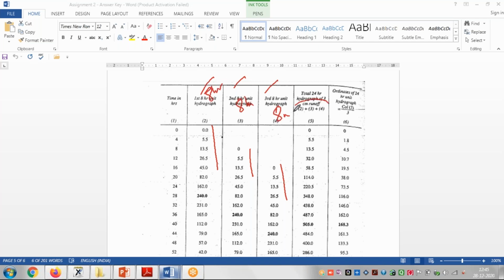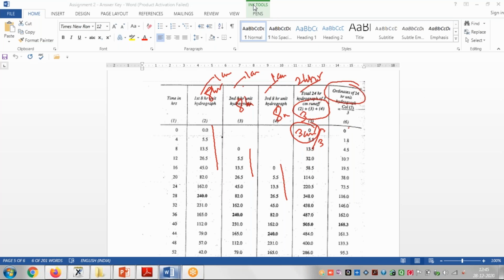When we add column 2 plus column 3 plus column 4, we get the 24-hour hydrograph, but it will not be a unit hydrograph, because each is because of 1 centimeter. So 1 plus 1 plus 1, 3 centimeters of rainfall. This ordinate is because of 3 centimeters of rainfall. When I divide it by 3, I will get the ordinate of the 24-hour unit depth hydrograph.